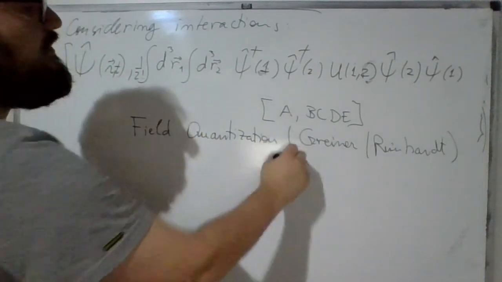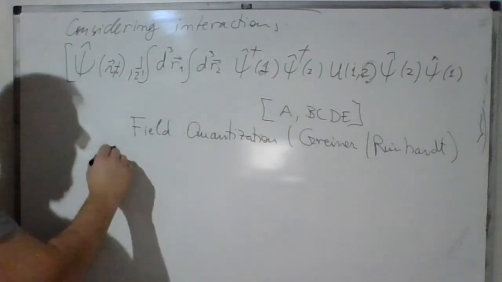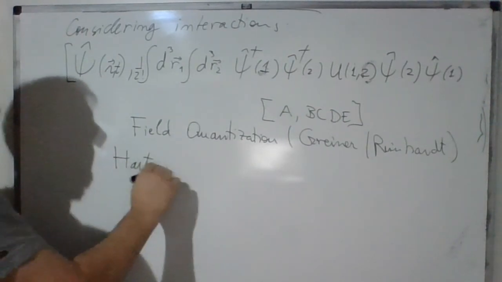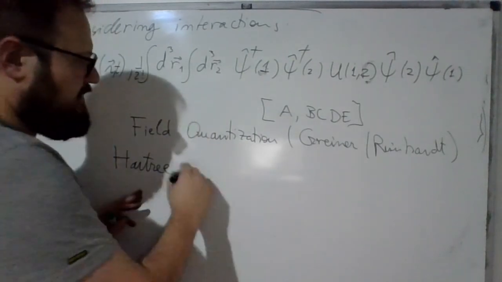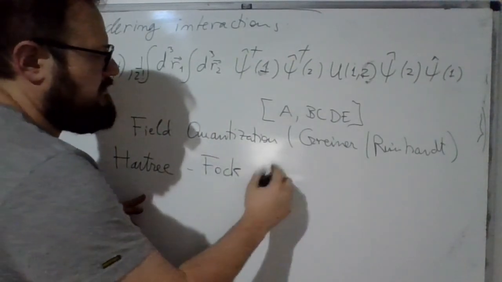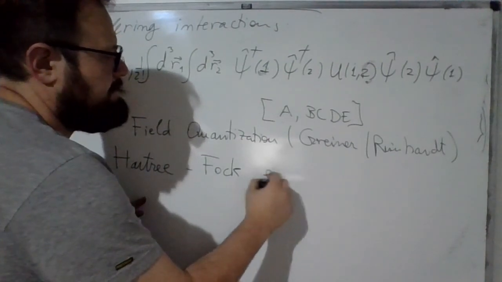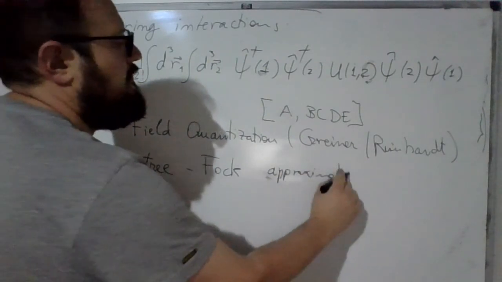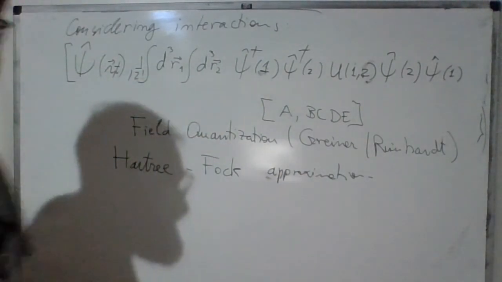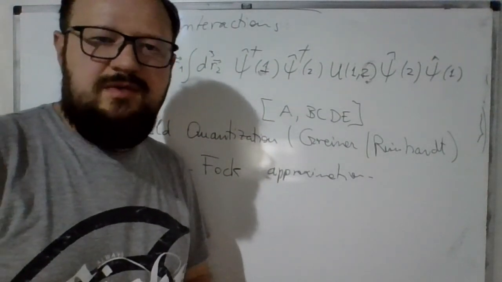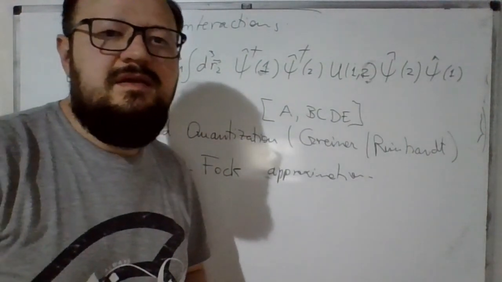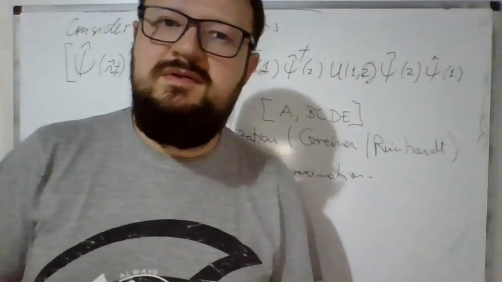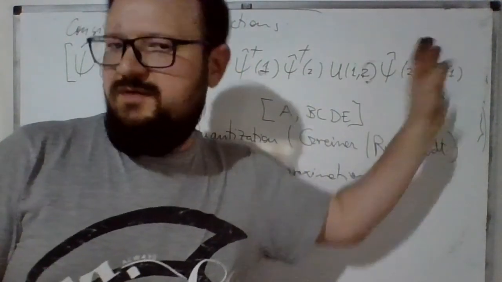But it just produces what is called the Hartree-Fock equation. It is equivalent to the Hartree-Fock equation or approximation. Okay, it produces something like the Hartree-Fock approximation, which is a solution for a system of interacting fermions. Of course, you can consider it for bosons too.